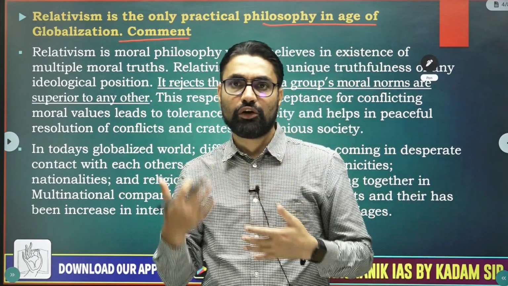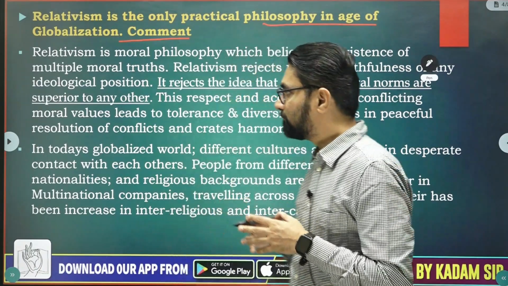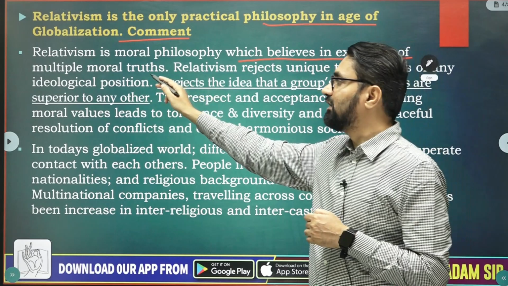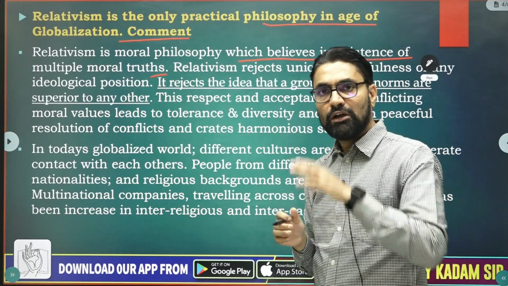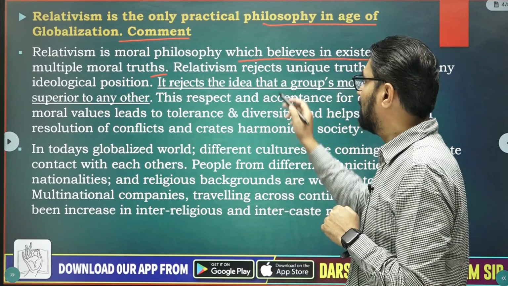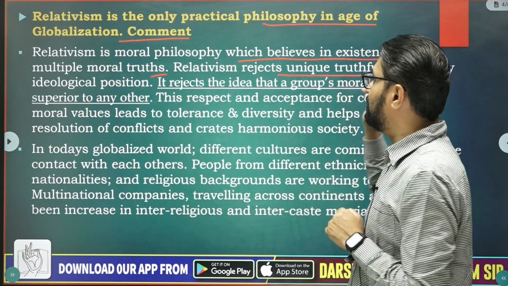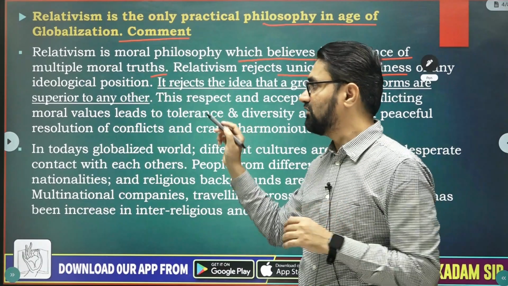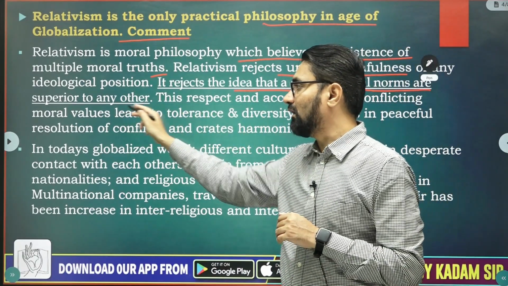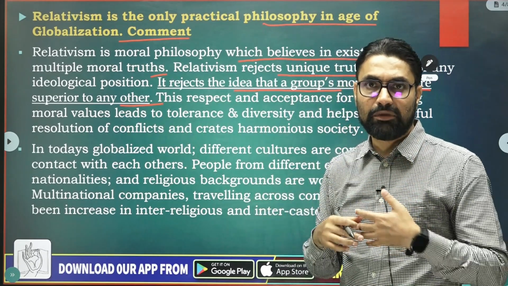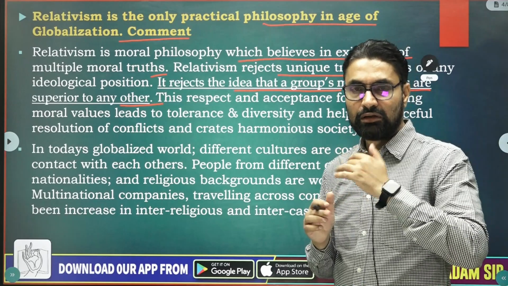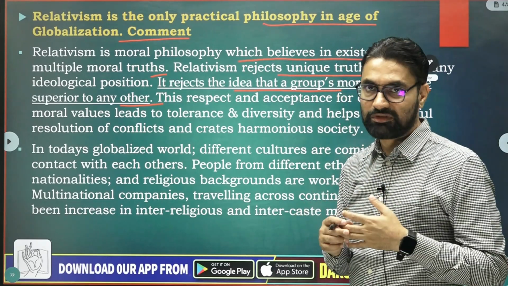And that's what you have to write in this question in your answer. Okay, so relativism is a moral philosophy which believes in the existence of multiple moral truths. Define relativism first. Whatever question comes, you have to start by defining its core term. So relativism rejects the unique truthfulness of any ideological position. It rejects the idea that one group's moral norms are superior to any other. That is, my norm is the greatest, my God is the greatest, my religion is the greatest. Relativism rejects that. It asks you to respect each other's moral norms.